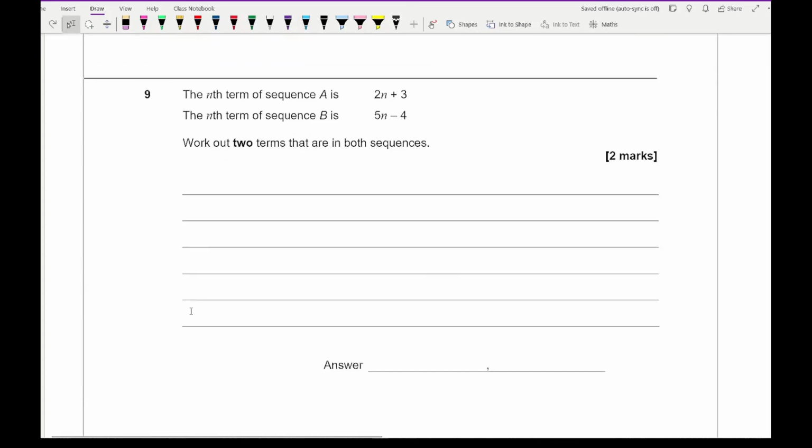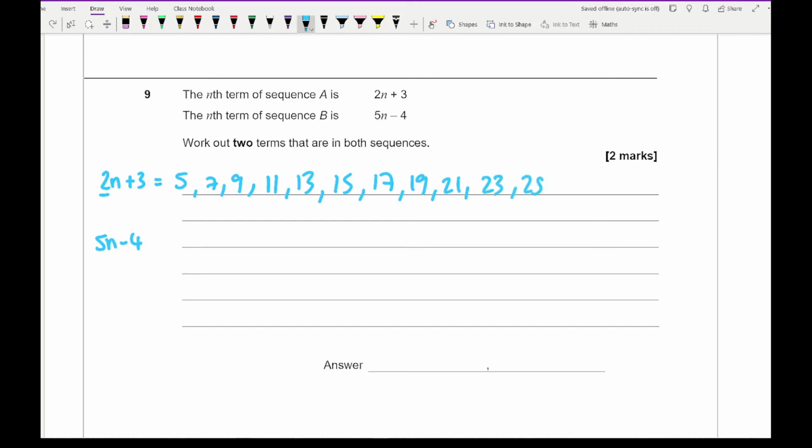Then moving on to question 9, it says that the nth term of sequence A is 2n plus 3 and the nth term of sequence B is 5n minus 4. Work out two terms that appear in both sequences. So for this, what you need to do is to write down all the terms and see which one appears in both lists. So if I write down the first term of this sequence, it's going to be 2 times 1, which is 2, plus 3, which is 5, and then I'm increasing the terms by plus 2. So it's going to be 5, 7, 9, 11, 13, 15, 17, 19, 21, 23, 25, etc.